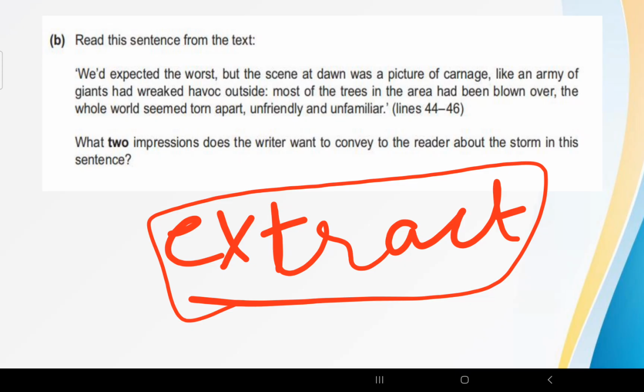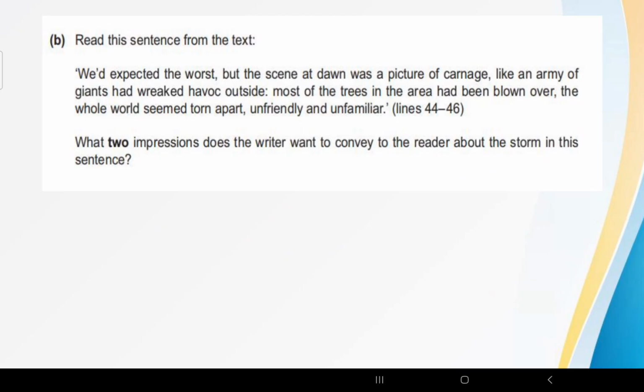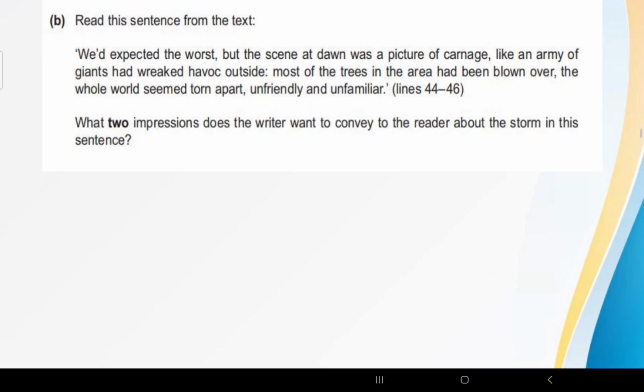This question is about 2 impressions. This is the 2 impression question. When you are going to prepare these questions, you need to remember that there is this question in which you need to answer what 2 impressions the writer is trying to convey through these words or this sentence. I call it the 2 impression question, so remember it. "We'd expected the worst, but the scene at dawn was a picture of carnage."